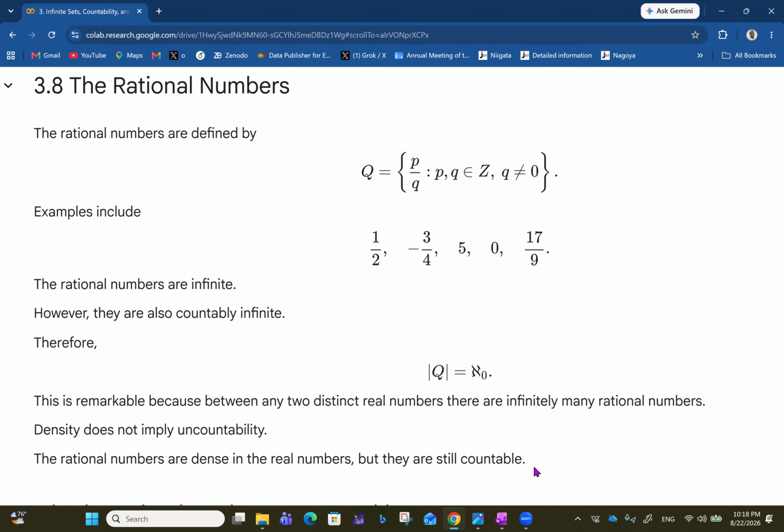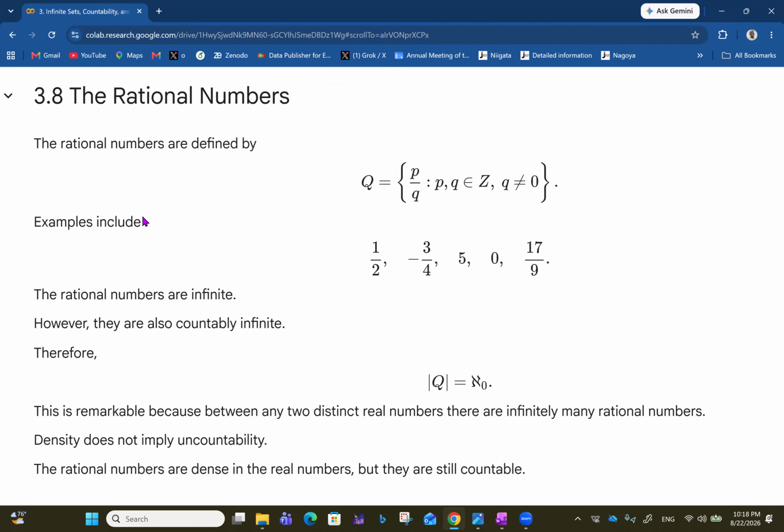So let's talk about rational numbers now, which is a bit tricky. The rational numbers are defined by Q, which is the collection of all p over q, such that p and q are integers and q is not equal to 0. So examples include 1 over 2, minus 3 over 4, 5, 0, 17 over 9, and so on. So the rational numbers are infinite. However, they are also countably infinite.